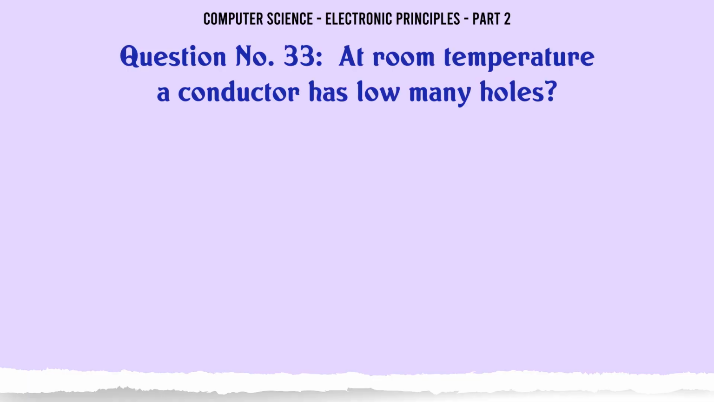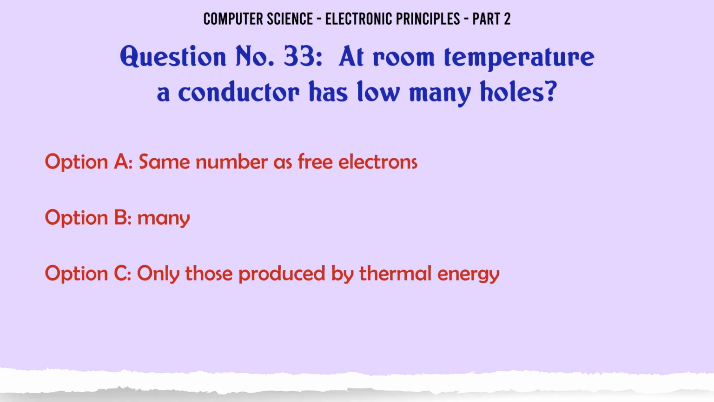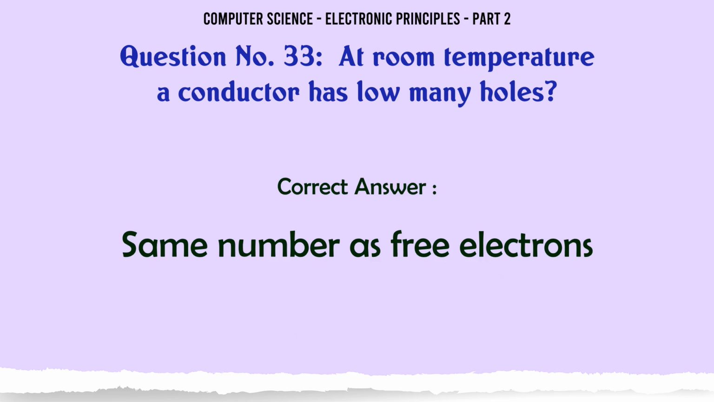At room temperature, a conductor has how many holes? A. same number as free electrons. B. many. C. only those produced by thermal energy. D. less than the free electrons. The correct answer is same number as free electrons.